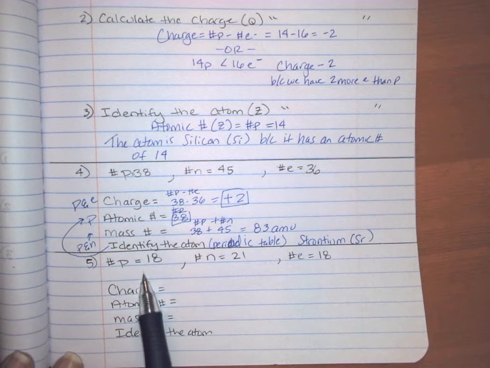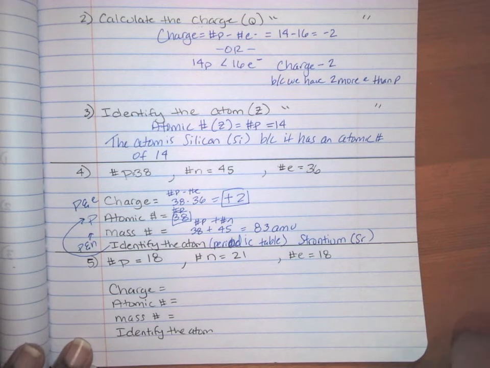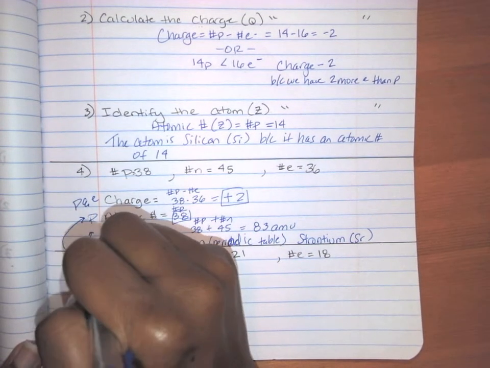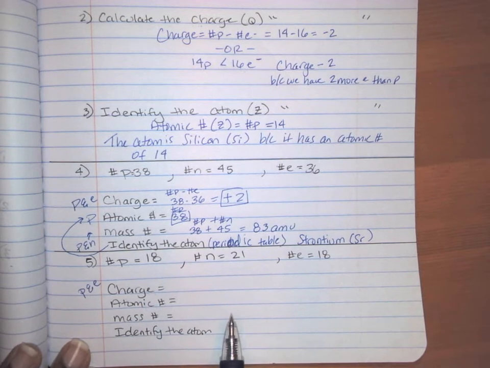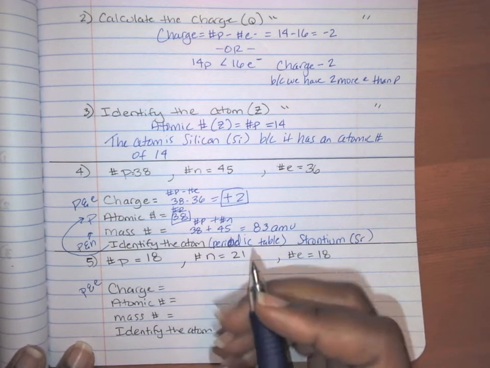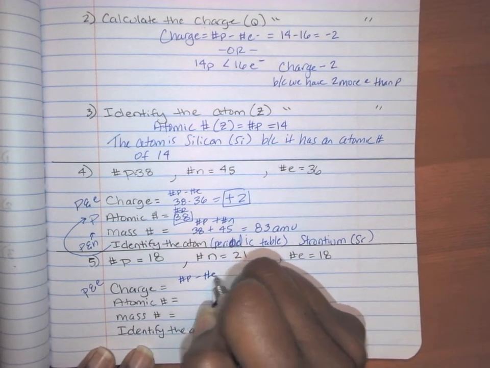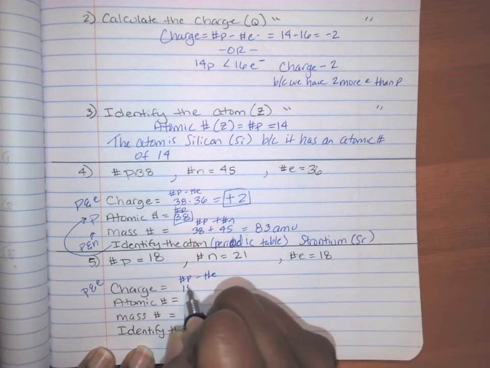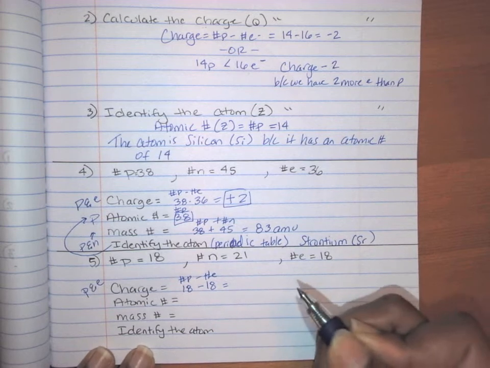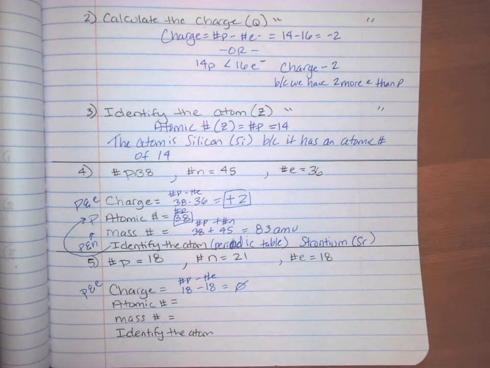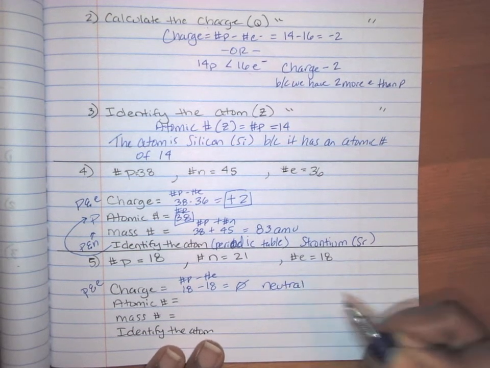so in this last example, we're looking again for the charge. And so if we're looking for charge, we look at protons and electrons. And we can calculate it by subtracting those two. So we have 18 protons, and we have 18 electrons, so 18 minus 18. That means that the charge is 0. The number of protons and number of electrons cancel each other out, so we would say that this is neutral. It's a neutral charge.